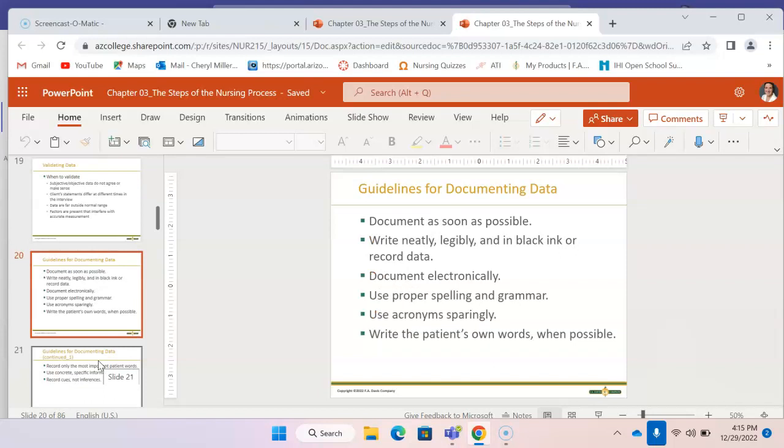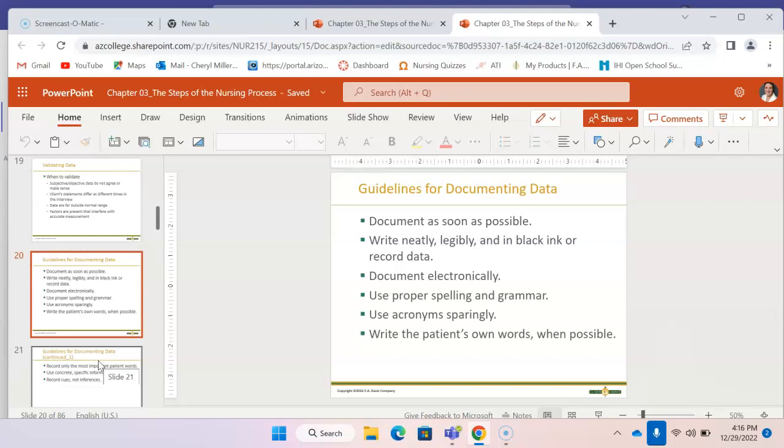Guidelines for documenting data. You want to document as soon as possible. You want to write neatly and legibly in black ink, or record the data. How many times do you get a piece of paper towel wadded up in your pocket and you can't even remember which patient that was? Take the 2 seconds and get the computer on wheels and document it. If it wasn't documented, it wasn't done.